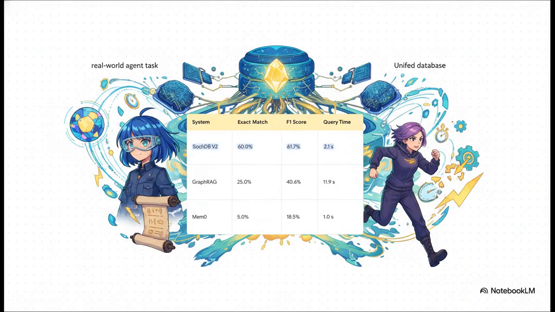But what about a real-world agent task? Benchmarks are one thing, but this is what matters. This test is all about long context retrieval, a core function for an agent's memory. And check it out. SochDB v2 hits a 60% exact match score. That is more than double its closest competitor, GraphRack. And it does it in 2.1 seconds, compared to almost 12 seconds for GraphRack. So it's not just more accurate, it's dramatically faster.